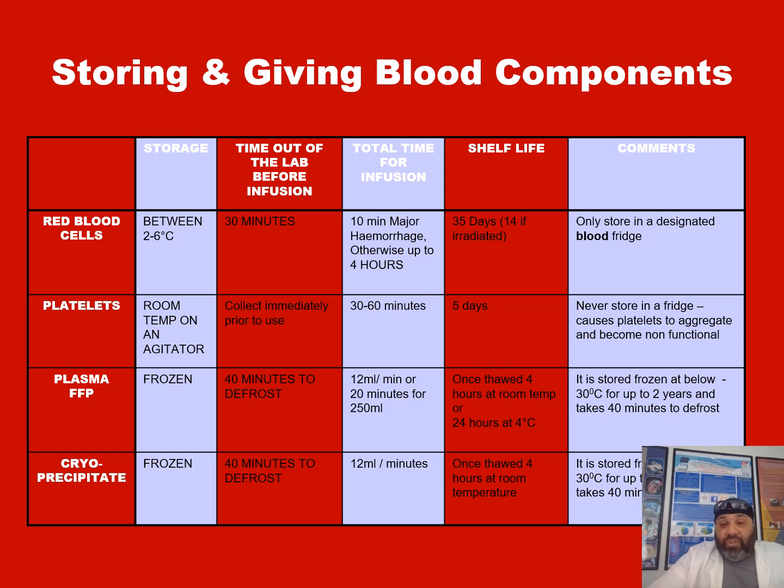They can only be stored, and should only be stored, in designated blood fridges. Then there's the platelets, and the platelets are perhaps one of the most intriguing blood components. They have to be stored at room temperature, but also left on an agitator, as mentioned.